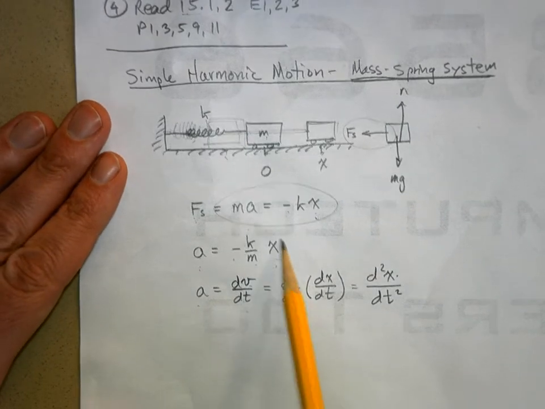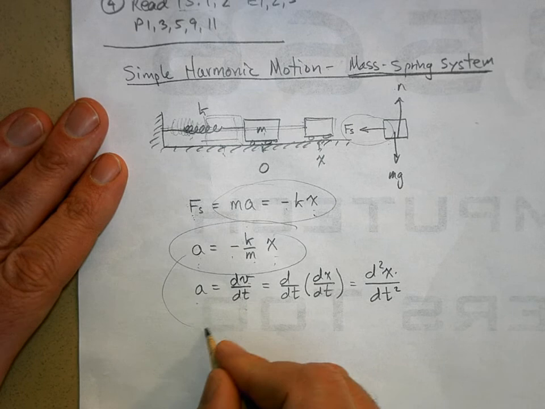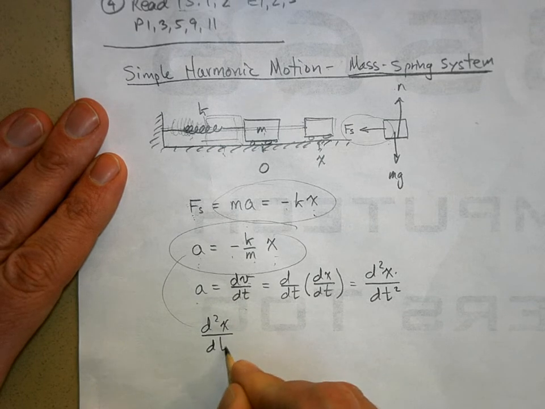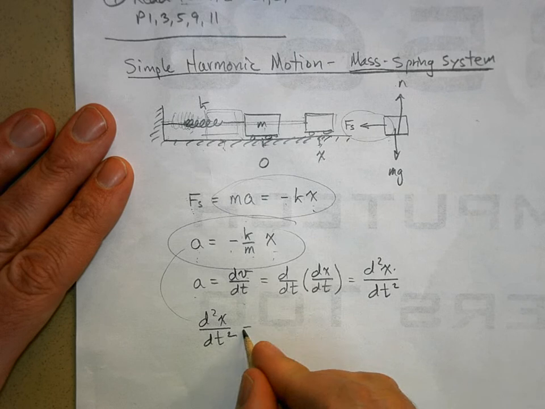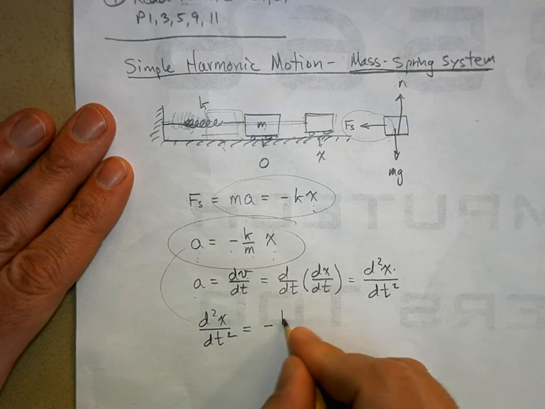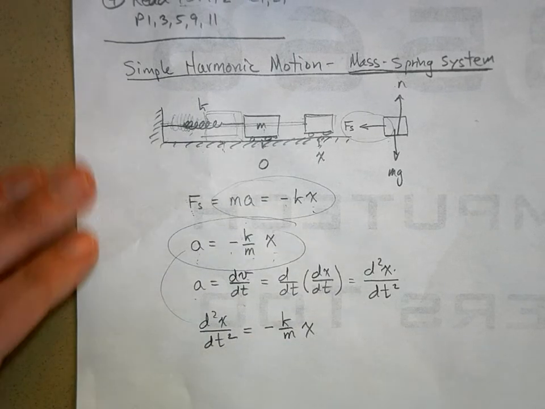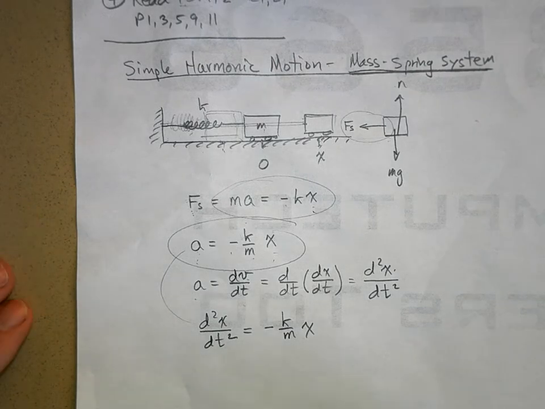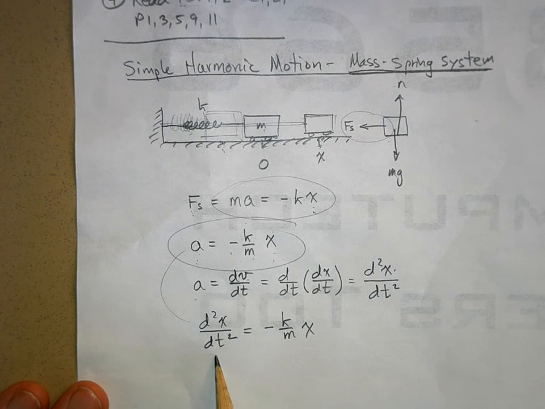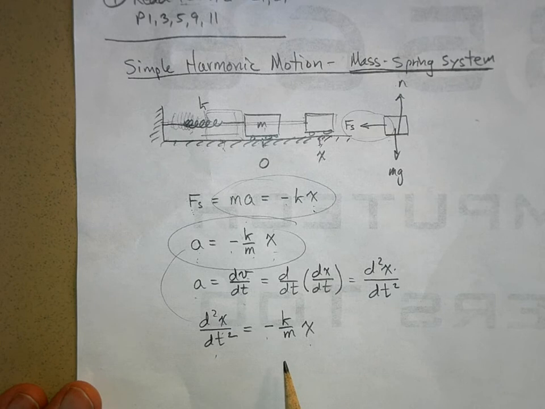So I can rewrite this equation using that. I can say d squared x dt squared is equal to negative k over m times x for a mass spring system. But in general, let's generalize this. If the second derivative of a variable is directly proportional to the variable with the opposite sign times some constant, you've got what we call simple harmonic motion.